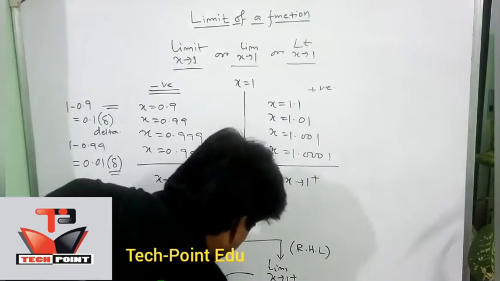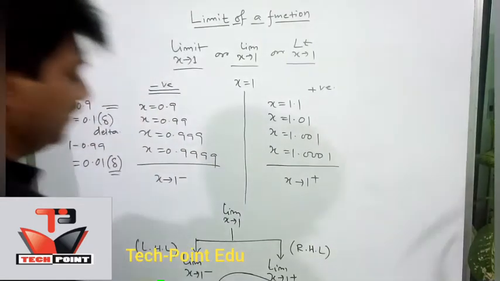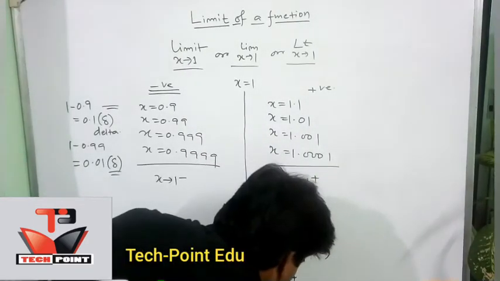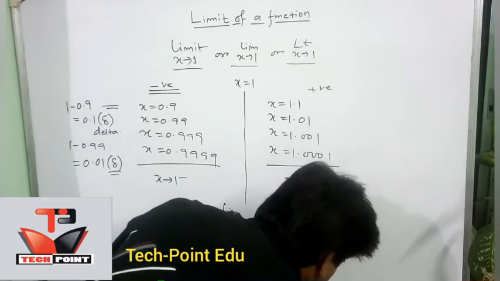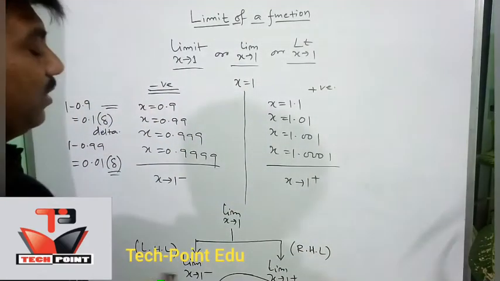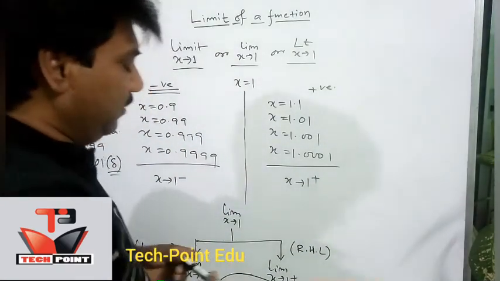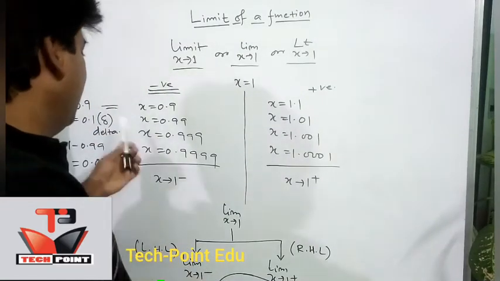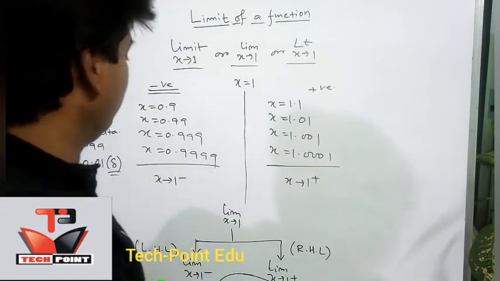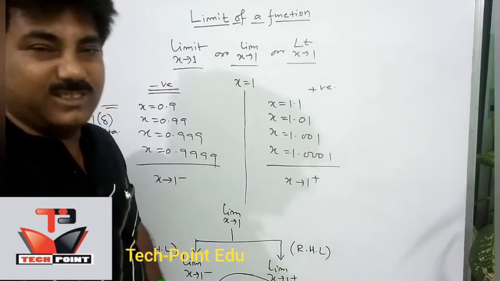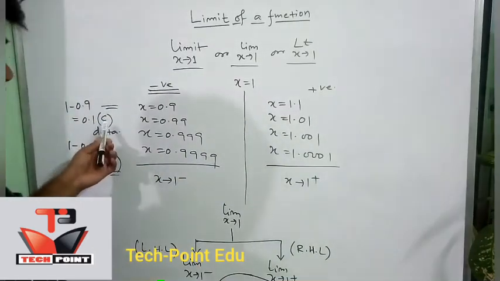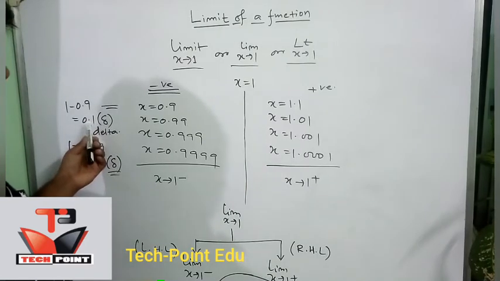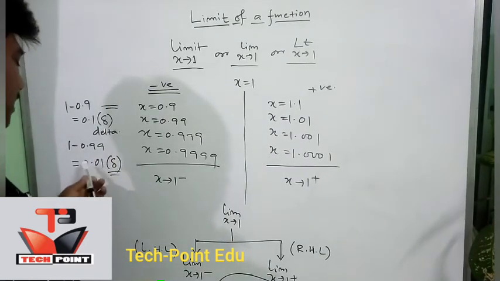In that way you have to consider the value of delta. Delta is very small, you have to consider delta as small as possible, because if delta is more, then your difference will be more. Clear? If delta is more, delta is very important. The difference I am taking is very small, that is 0.1 or 0.01.